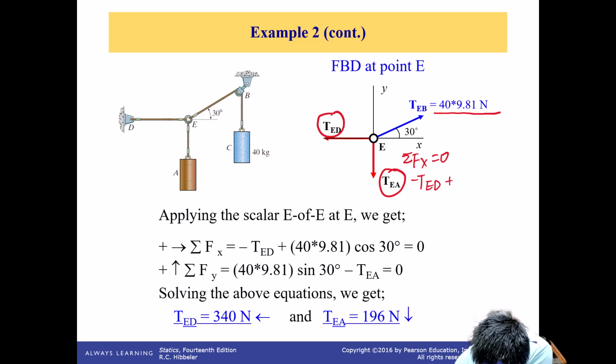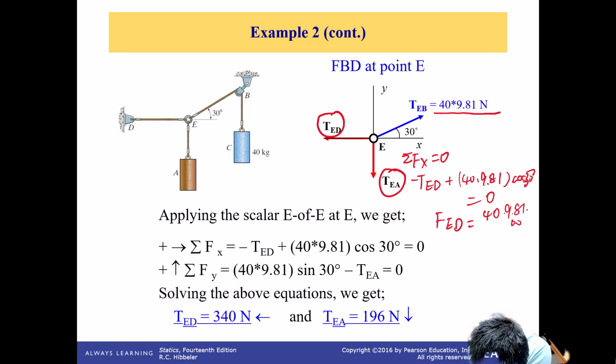Plus 48 times 9.81 times cosine 30 equals 0. Okay, we can solve the FED, times cosine 30, which becomes 340 Newton.